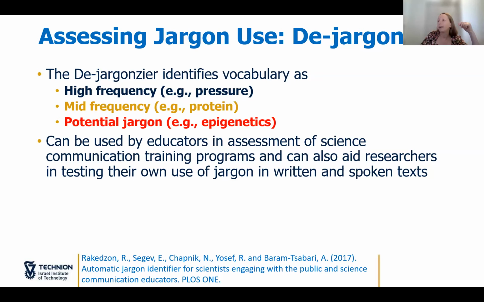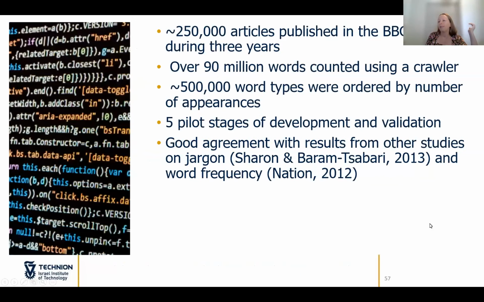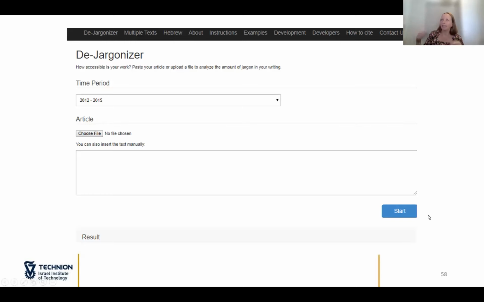And it can be used by educators like us in assessment of science communication training programs, and can also aid researchers themselves in testing the text that they have. When we developed it, we used 250,000 articles from the BBC with over 90 million words and 500,000 different words. And after 5 pilot stages, it's good that we have PhD students in our lives, we arrived at good agreement with results from other studies on jargon and word frequency. And the Jargonizer came to be in, I think, 2015.